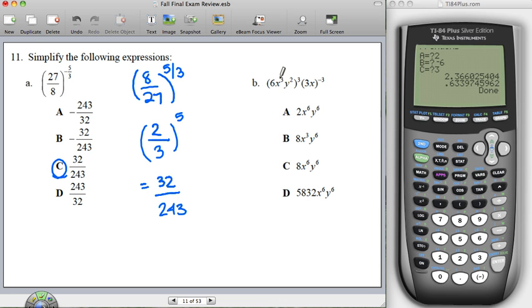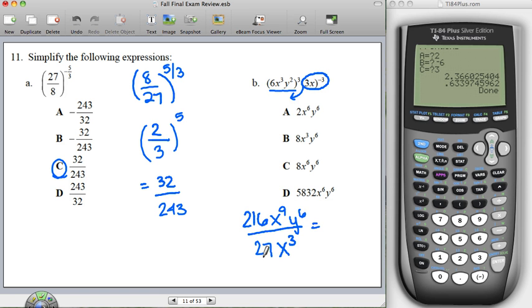For part B, I'm going to go ahead and cube everything in my first parenthesis, so that gives me 216. X cubed cubed is x to the 9th. Y squared cubed is going to be y to the 6th. This I'm going to cube, but since I have that negative exponent, I'm actually going to move this to the bottom of that fraction. So 3 cubed is 27, and then x to the negative 3 would be x cubed.